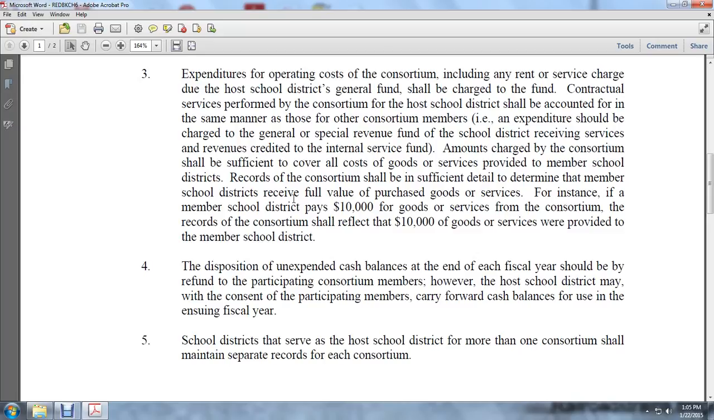4. The disposition of unexpended cash balances at the end of each fiscal year shall be refunded to the participants, the consortium members. However, the host school district may, with the consent of the participating members, carry forward cash balances for use in the ensuing fiscal year. 5. School districts that serve as the host school district for more than one consortium shall maintain separate records for each consortium.